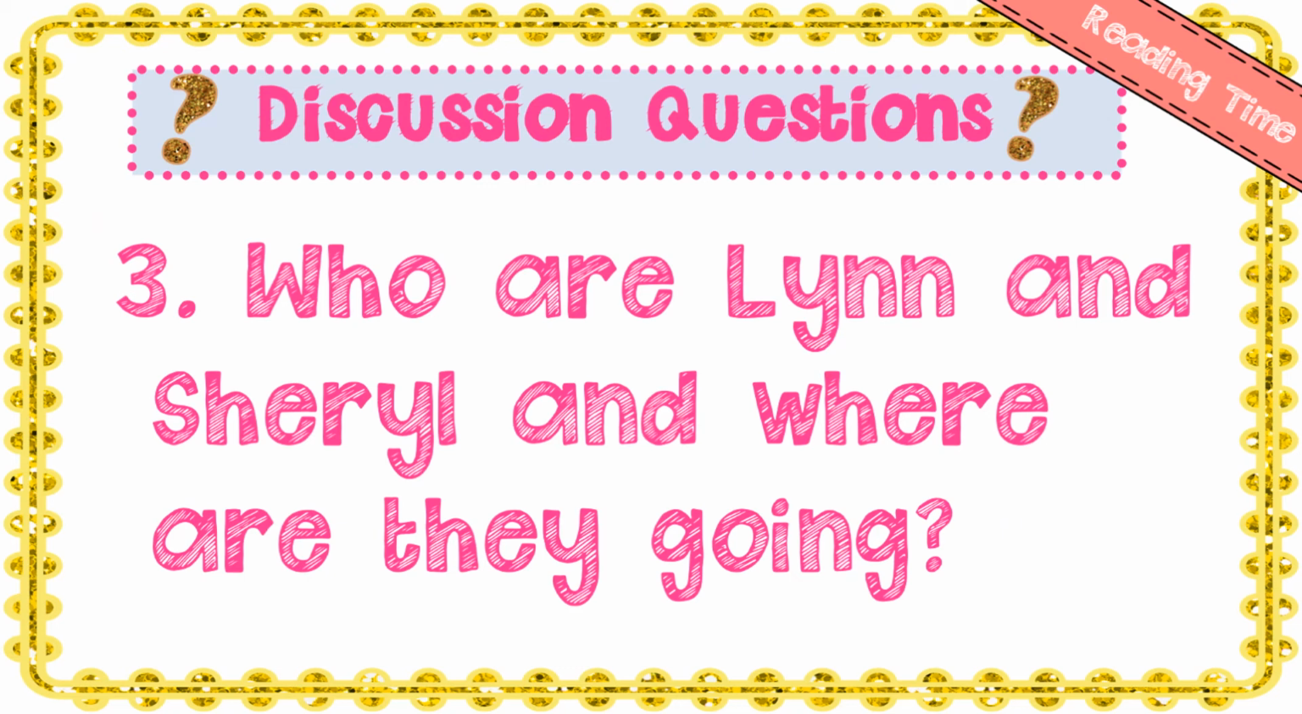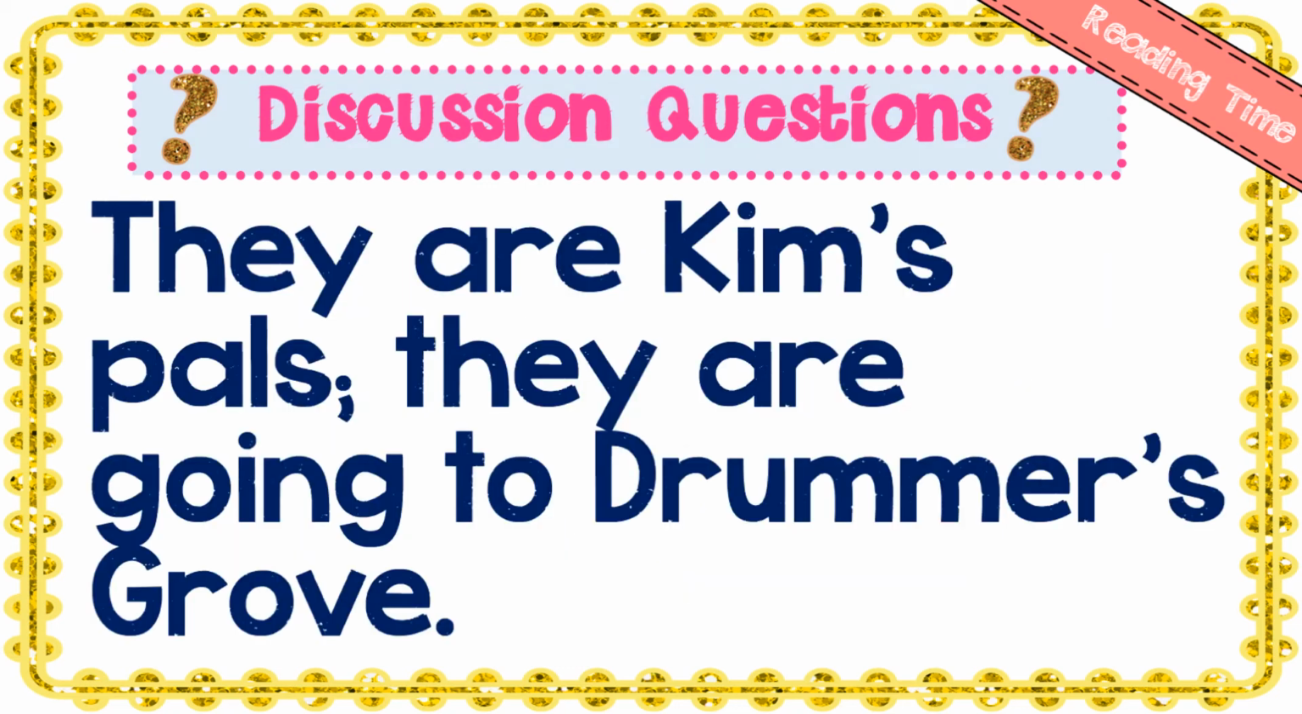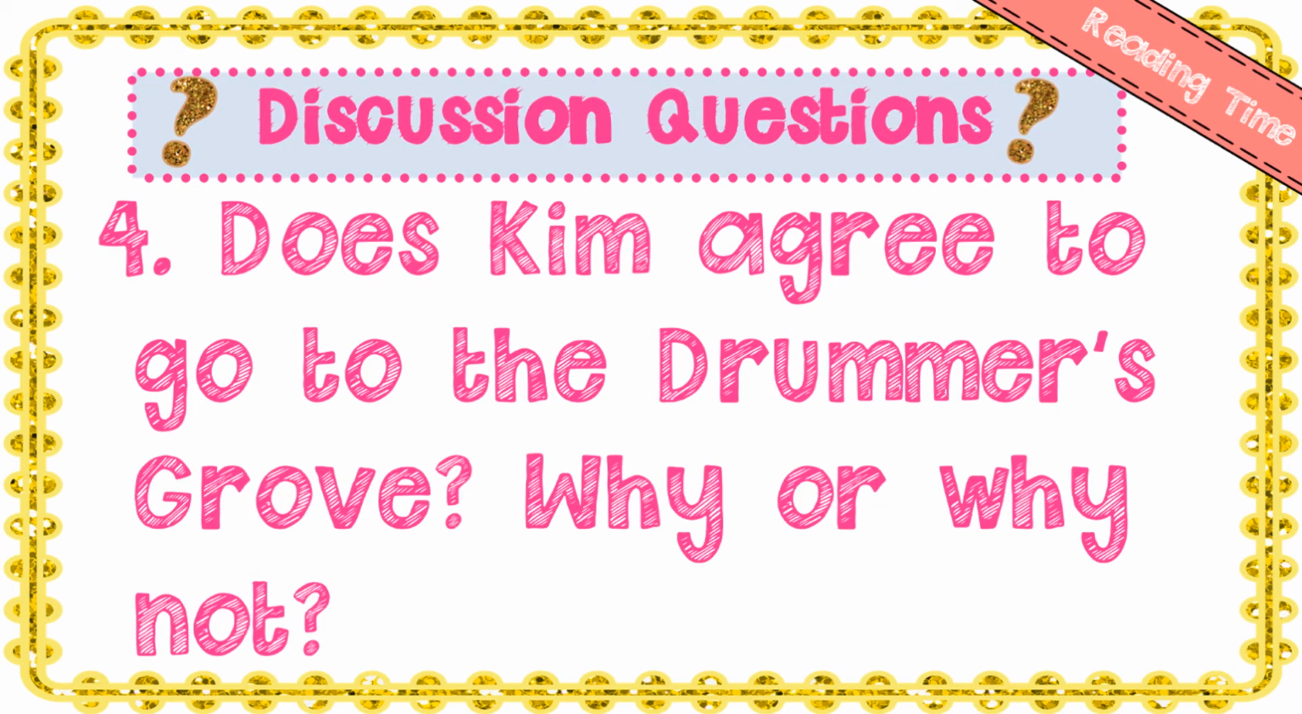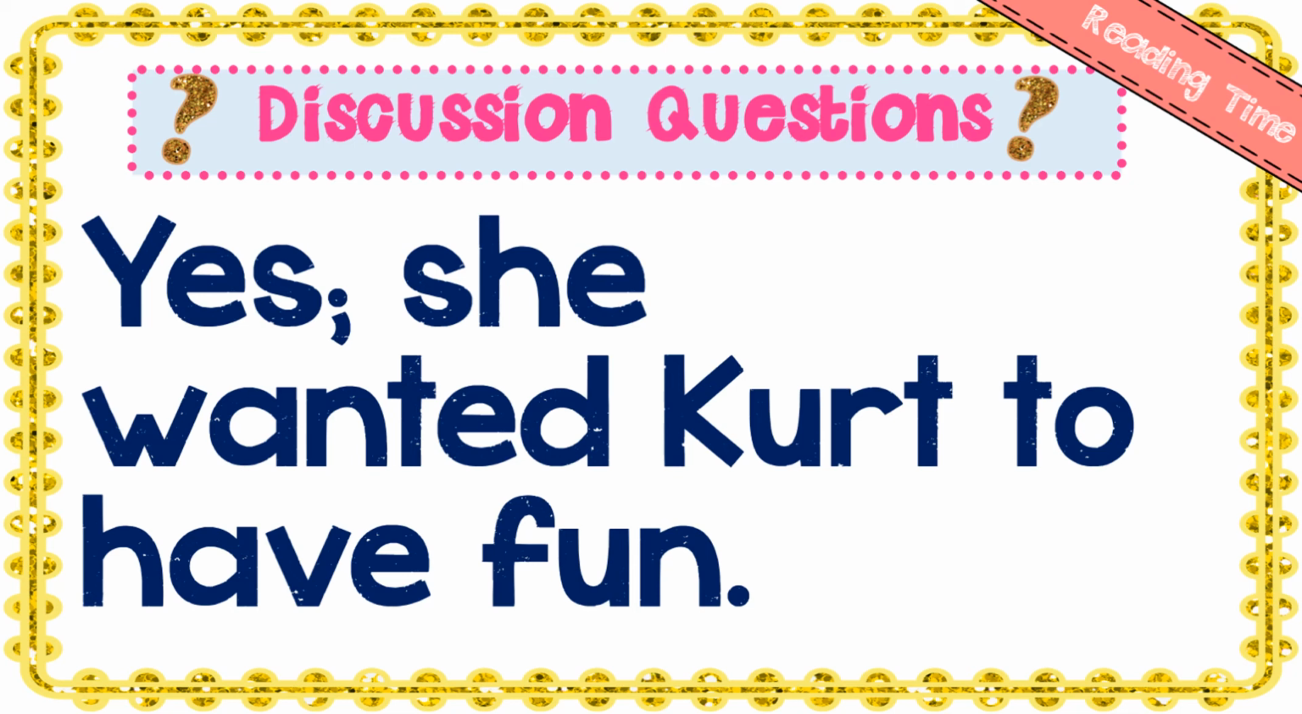Who are Lynn and Cheryl, and where are they going? They are Kim's pals. They are going to Drummer's Cove. Does Kim agree to go to Drummer's Cove? Why or why not? So this is where you would answer, yes, Kim agrees to go to Drummer's Cove because, and you would finish your sentence. Or you would say, no, Kim does not agree to go to Drummer's Cove because, and you would finish your sentence here. Yes, she wanted Kurt to have fun.